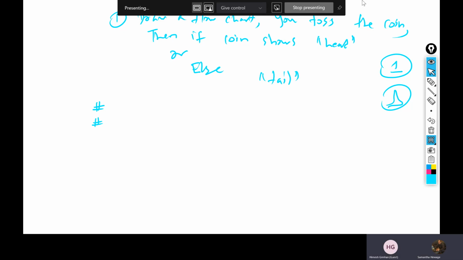Sir, I have a question. Ask. Sir, when you display head, does the flow connect to the end shape? Yes, it is like this, Baba. Oh okay, sir, I found it.